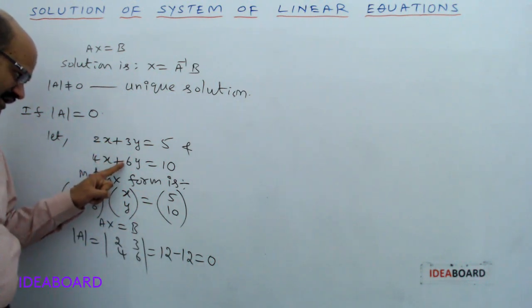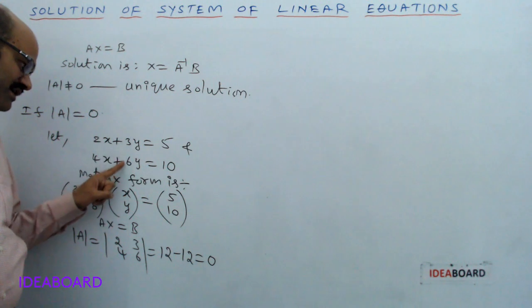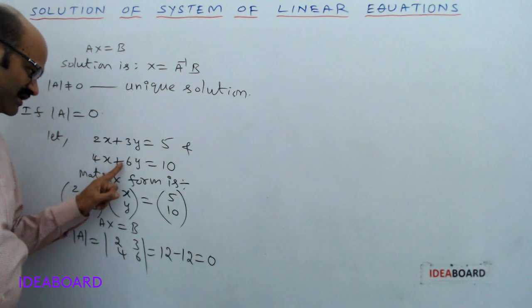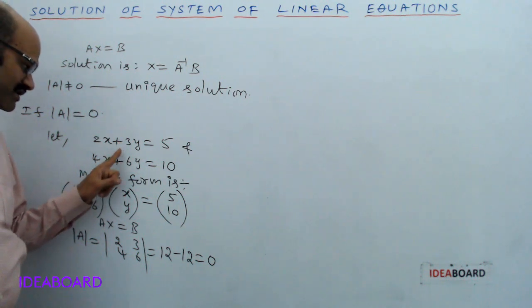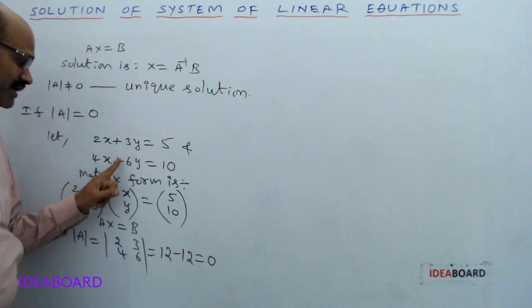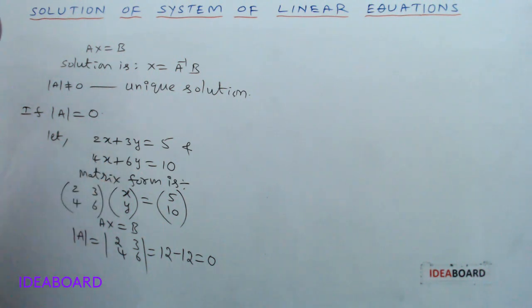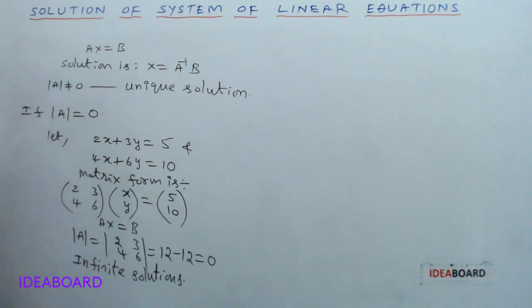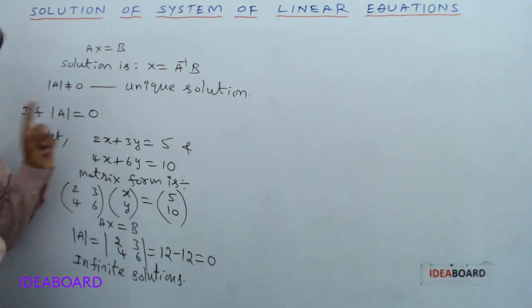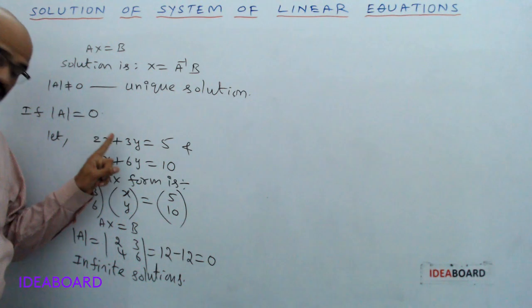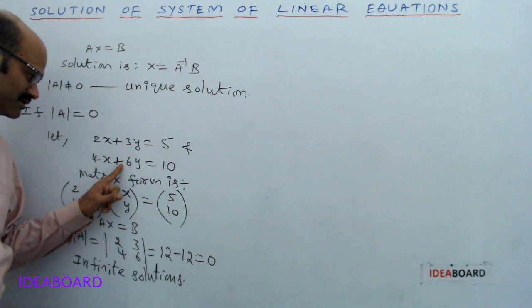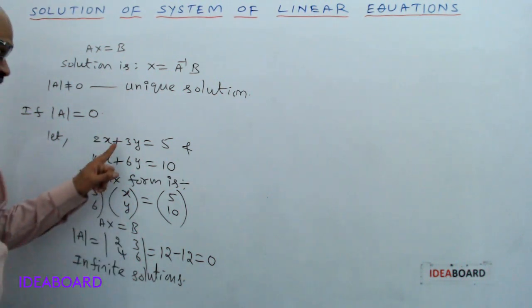If you observe, these two equations are coincident lines. In the xy plane, these two equations are said to be coincident lines. So these two equations have an infinite number of solutions. Infinite solutions we are having in this case. So even though det A equal to 0, these two equations have an infinite number of solutions, so consistent.